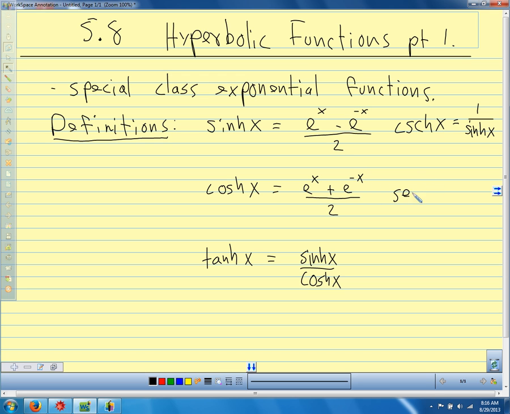Sech x, hyperbolic secant x, is 1 over cosh x, and coth x is 1 over tanh x. And for this one, hyperbolic sine x equals 0 when x equals 0, so we're saying x not equal 0, and here we're saying x not equal 0. So these are our basic functions.